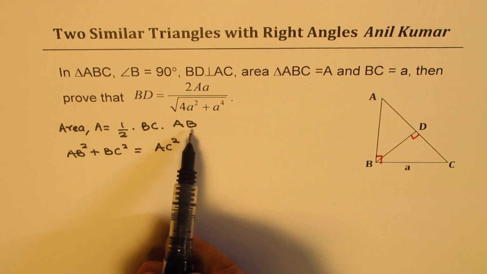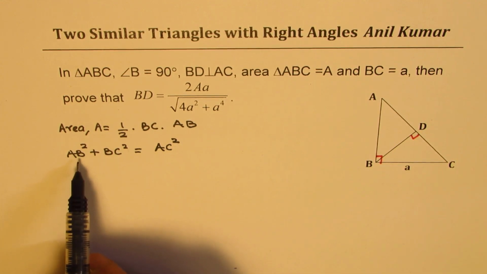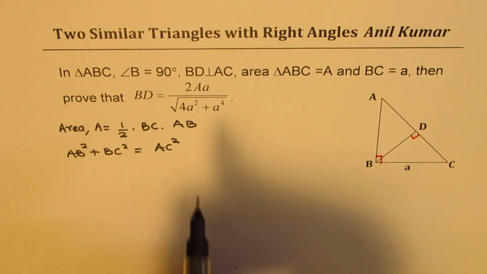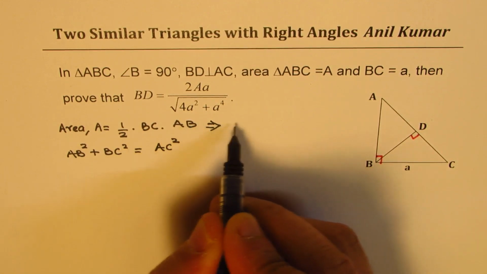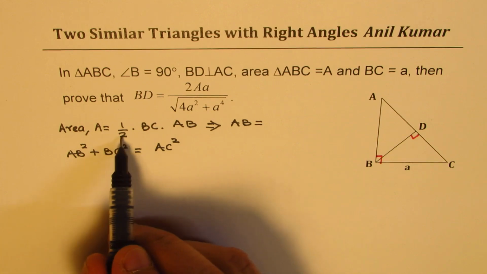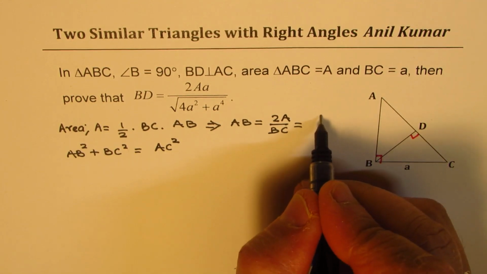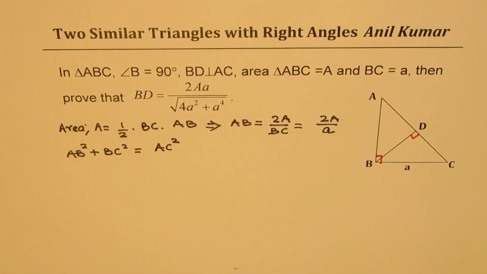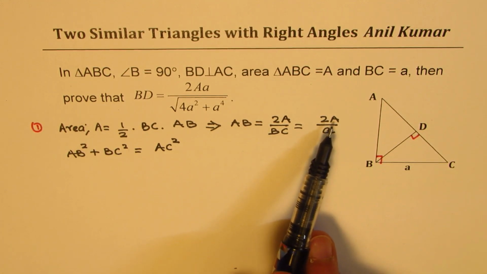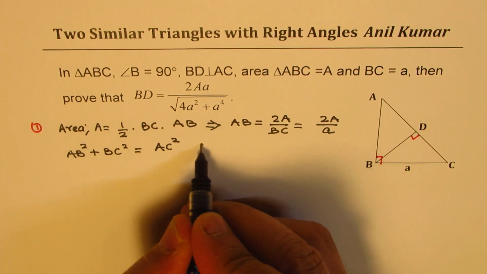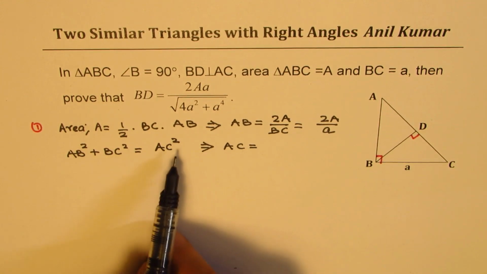Now, from the very first equation, we can get what AB is, substitute, and then find AC square. From this equation, we can say AB is equal to 2 times A by BC. BC is given to us as lowercase a, so we can write this as 2A over lowercase a. We are going to call this equation number 2. In the second expression, we now know what AB is in terms of lowercase and uppercase A, and we know what BC is, which is a. So we can find what AC is equal to.